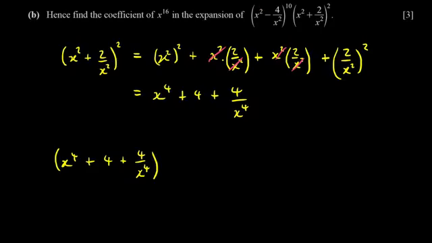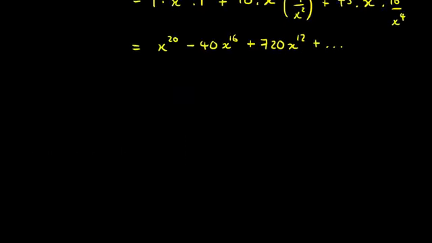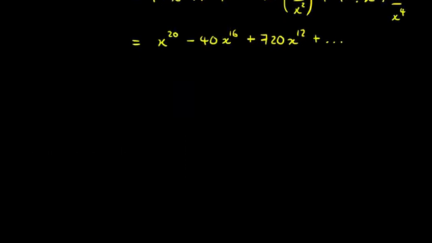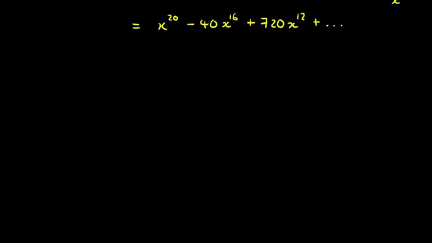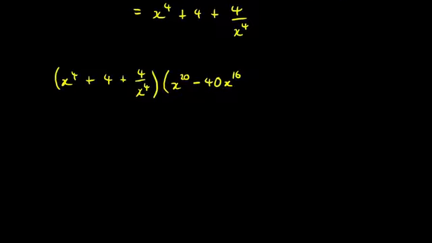But that thing we saw can be represented by the following expansion from part A: x to the power of 20 minus 40x to the power of 16. And then what was the last term? Plus 720x to the power of 12. And we have, of course, other terms, but we're not interested in those.